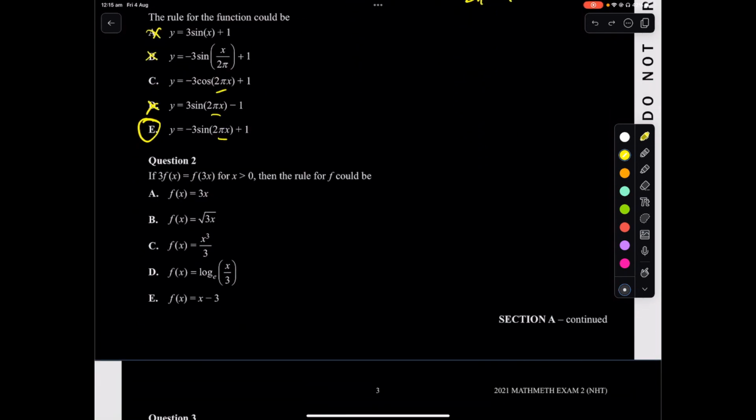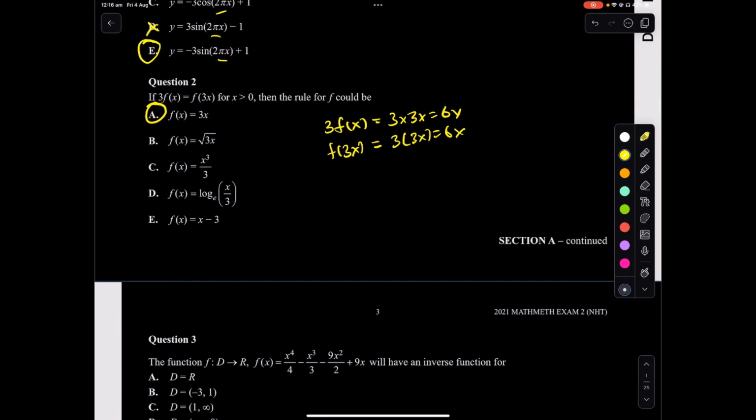So question 2, if 3 f of x is this for x greater than 0, then the rule could be... Okay, so does this meet this condition? Let's try A. So 3 f of x is what? 3 times 3x, which is 9x. So f of 3x is 3 times 3x. A should be your answer. I'm not going to check the other ones because I'm just going to go quick.